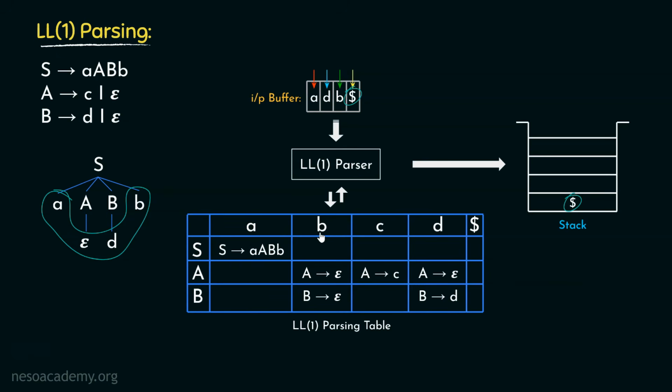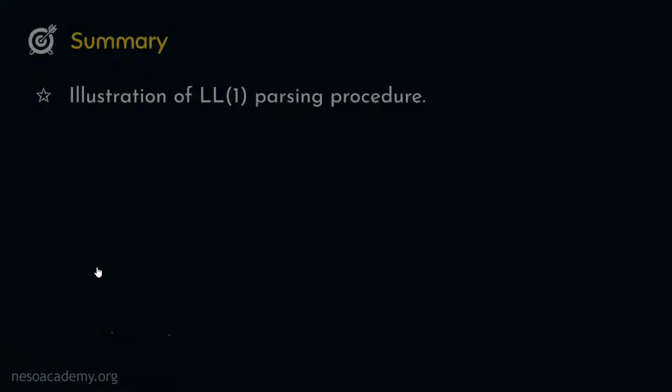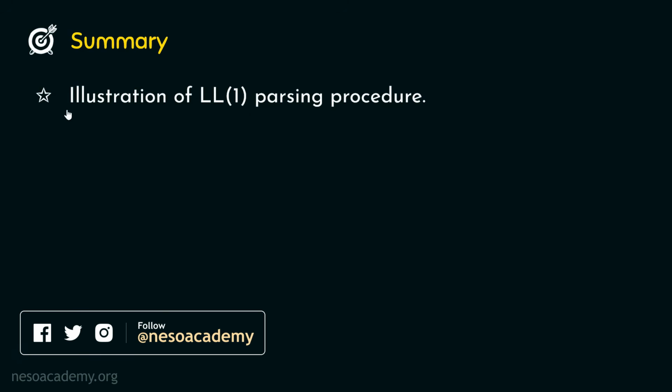So, if for a particular terminal, there exists more than one production rule involving a non-terminal, in that case, the predictive parser won't be able to predict what production rule to use, and thus, that particular grammar will not be an LL1 grammar. And since for this particular grammar, the LL1 parsing table that we constructed contains only single production rules for all the non-terminals, that means this grammar is an LL1 grammar. And that is the sole reason why for this particular input string, the LL1 parser could successfully parse the parse tree. So in this session, we went through an illustration of the LL1 parsing procedure.